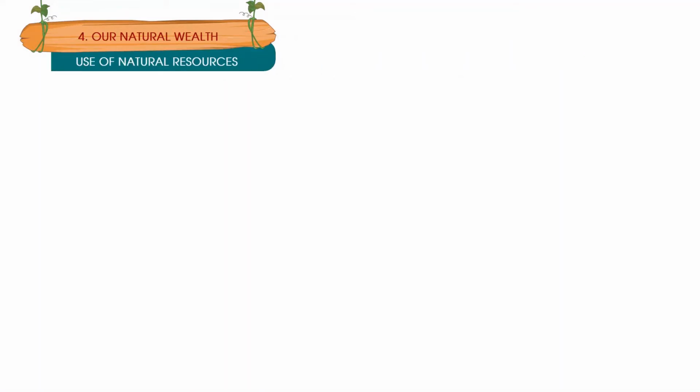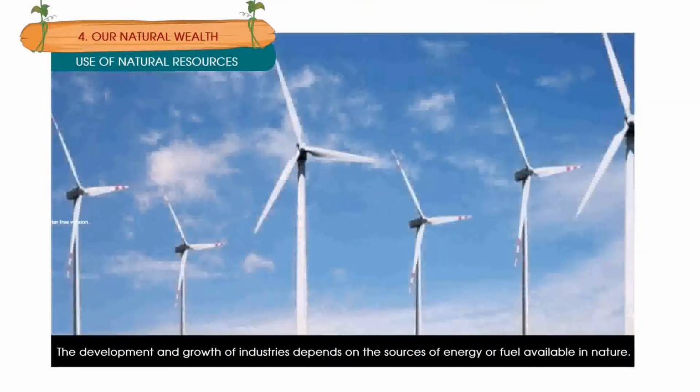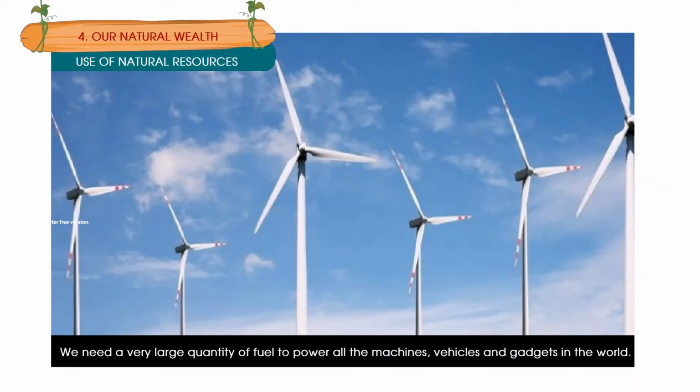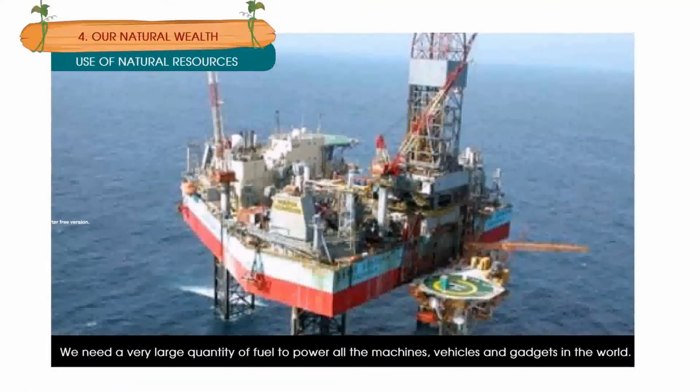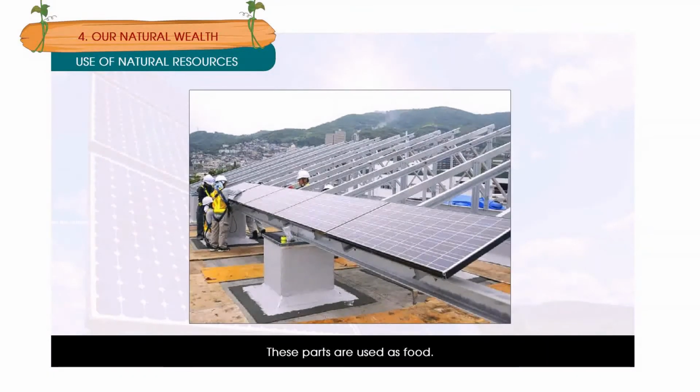Use of natural resources. The development and growth of industries depends on the sources of energy or fuel available in nature. We need a very large quantity of fuel to power all the machines, vehicles, and gadgets in the world. The solar energy is converted into various chemical substances which are stored in different parts of the plants. These parts are used as food.